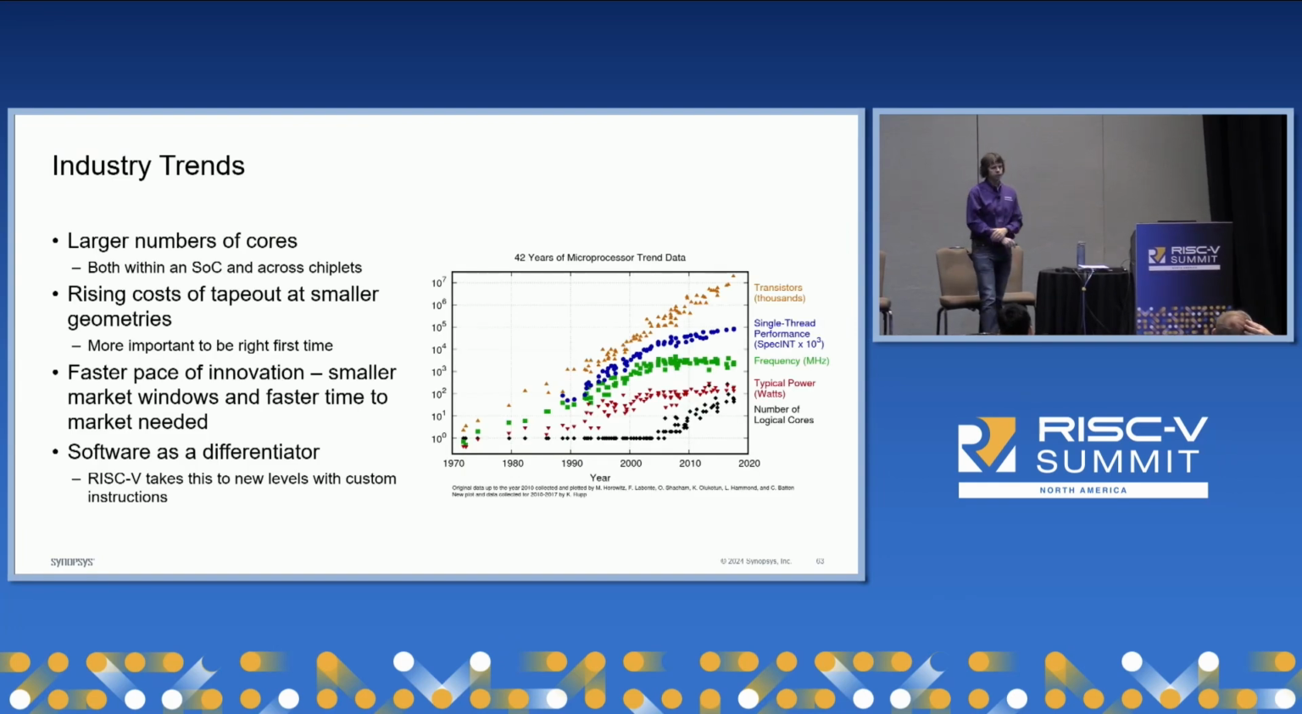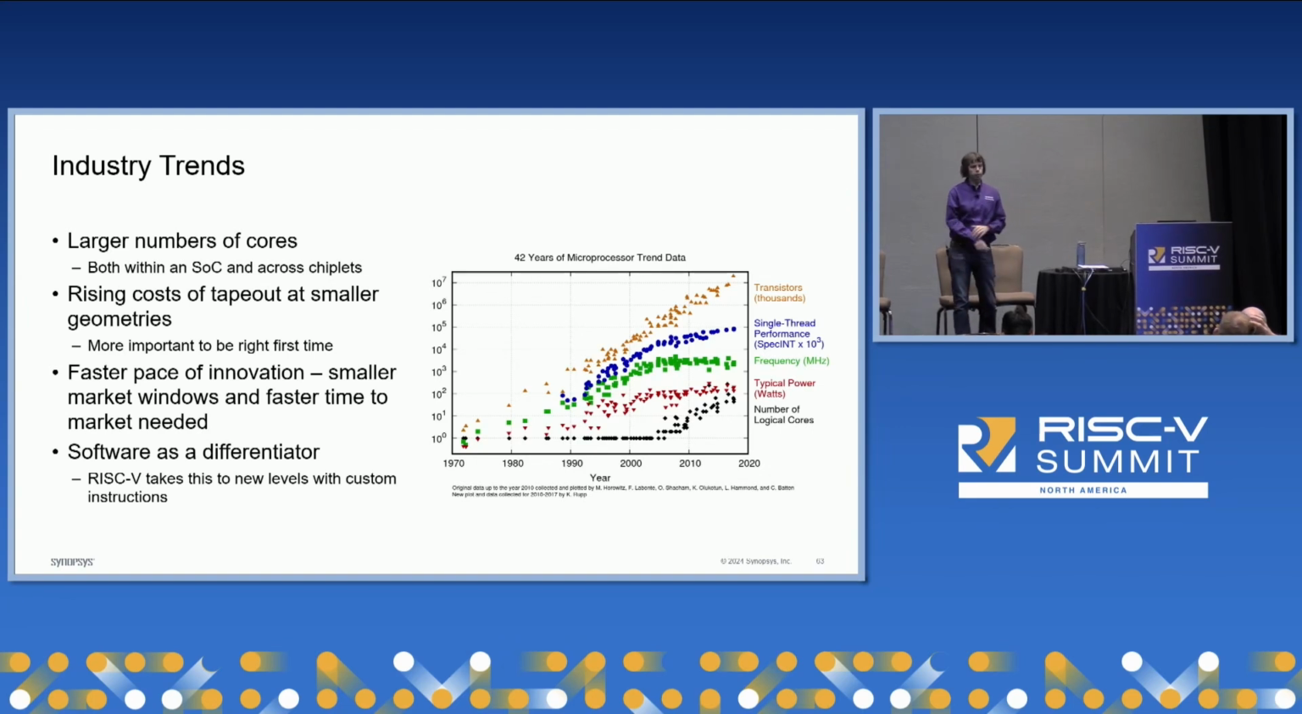I'm sure everyone's seen this graph on the right before. It's been used lots of times over the last few years. It's a couple of years old now, but the trend lines are clear. And what we're seeing is more and more cores becoming used as single thread performance caps out, frequency caps out. And so people are looking to parallelize their workloads for performance, whether that's within an SoC or across chiplets.